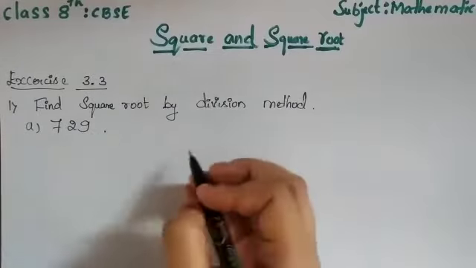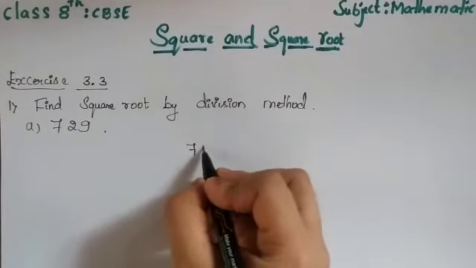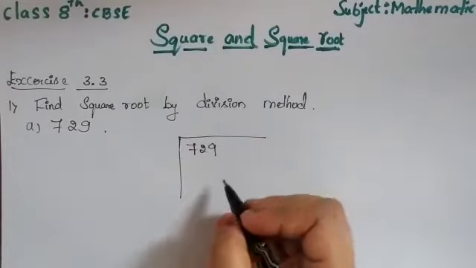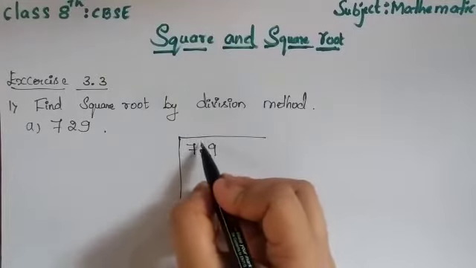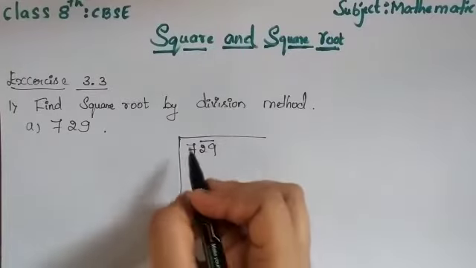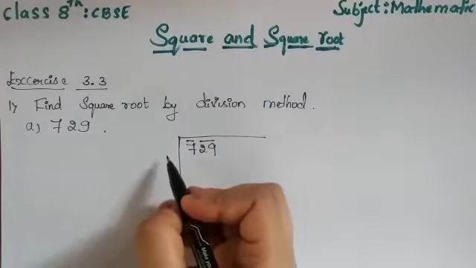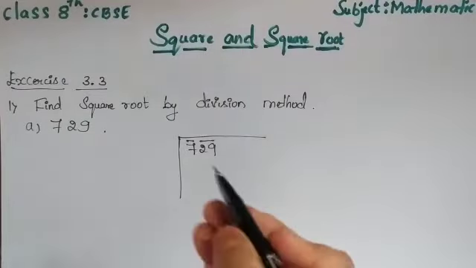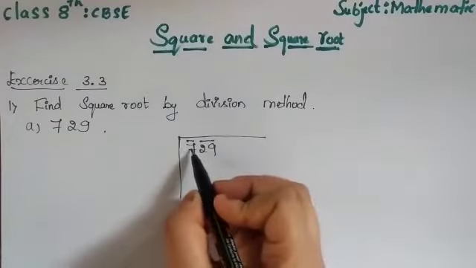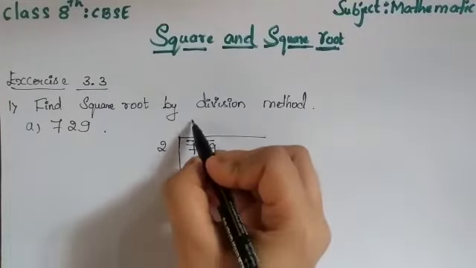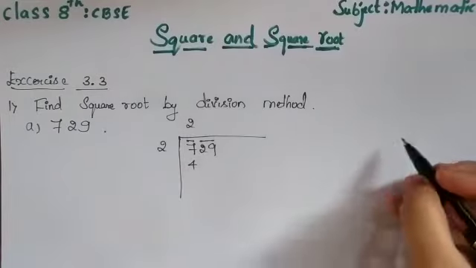729 is given, so let me write that 729. In this, let us group them. If I group them, 29 is one group and 7 is a separate one. Now 3 3s are 9, which is greater than 7. So which previous number do I have to take? That is 2 2s are 4. You can write it here.